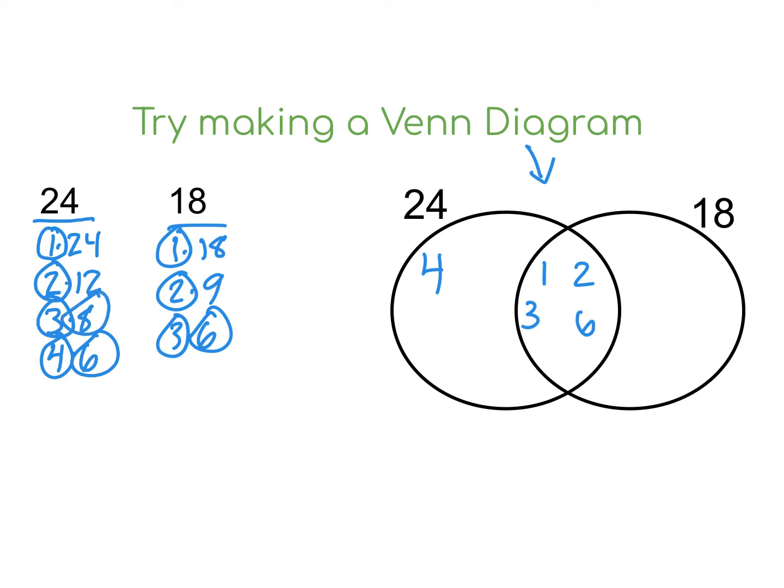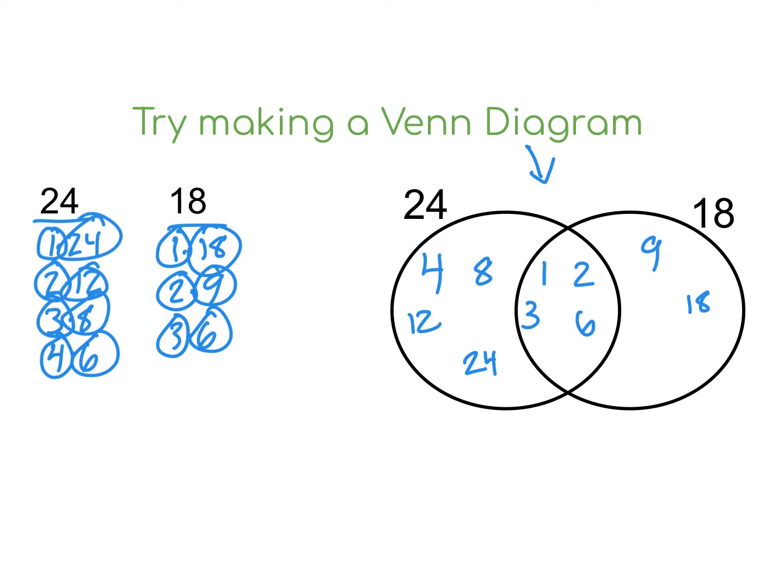8 is only on this side. 9 is only on this side. 12 is only on this side. 18 only on this side. 24 only on this side. Okay, I'm done with my Venn diagram.